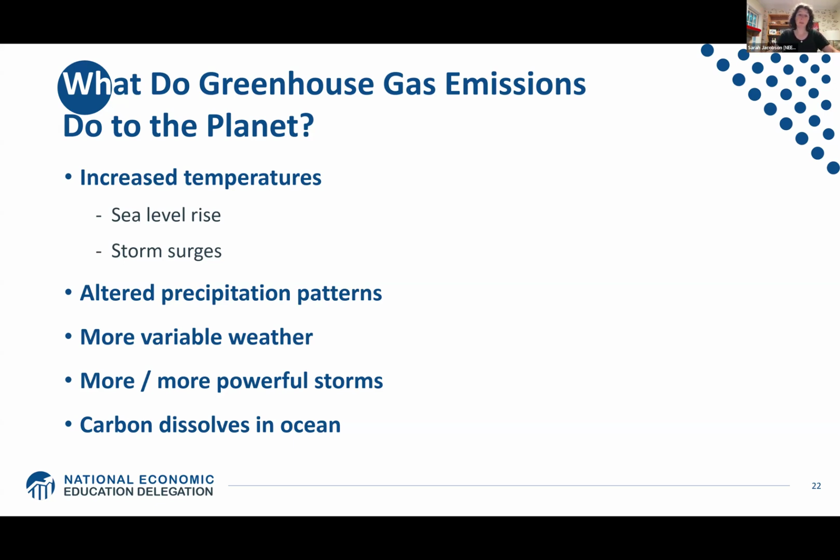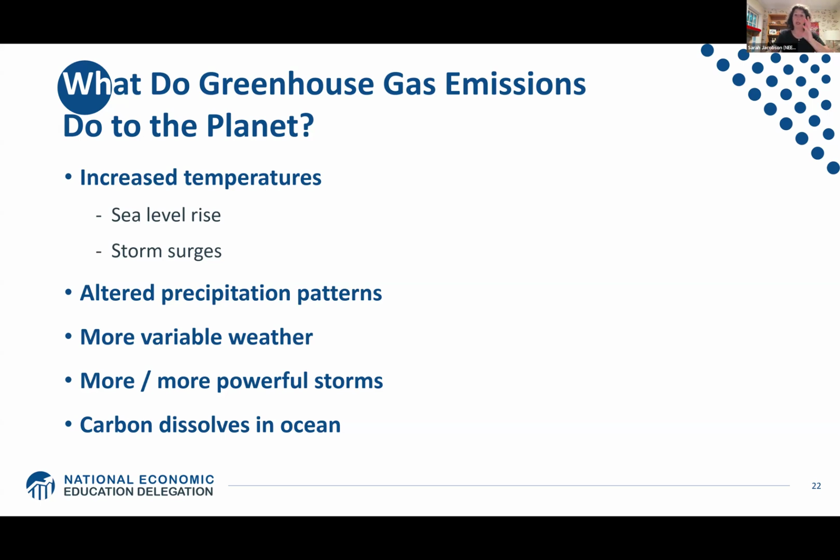We're not sure about whether climate change will cause more storms, but we do know that that increased energy inside the atmosphere does seem to be feeding more powerful storms, and that's something that we see in hurricane season and so on.